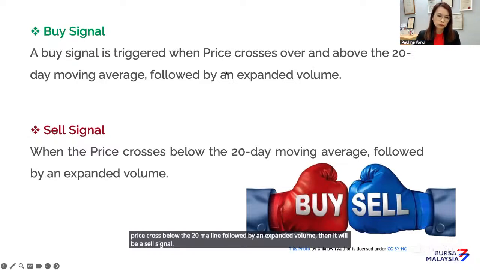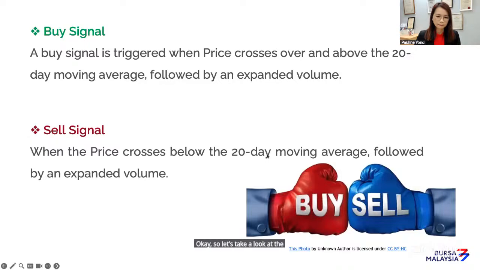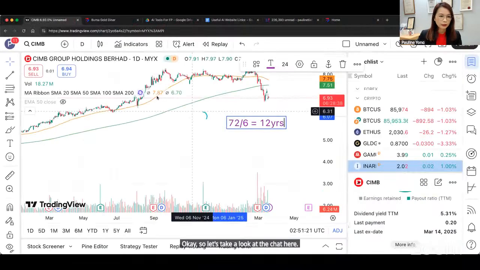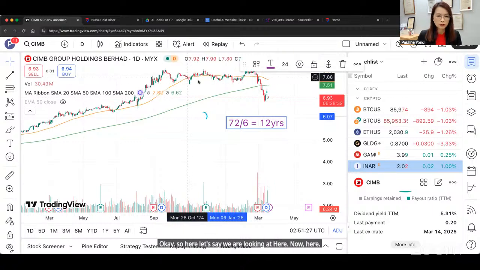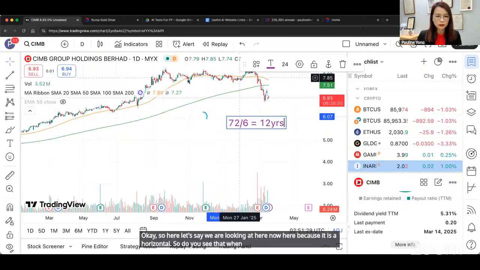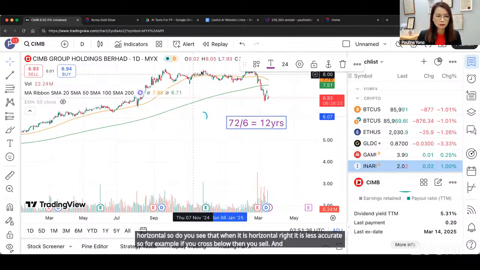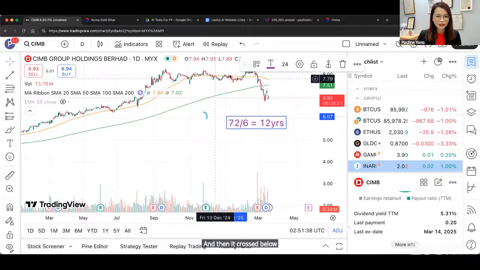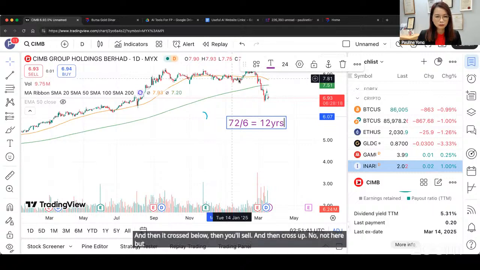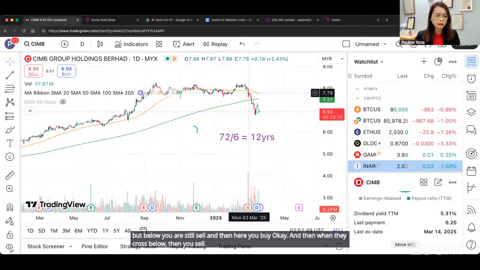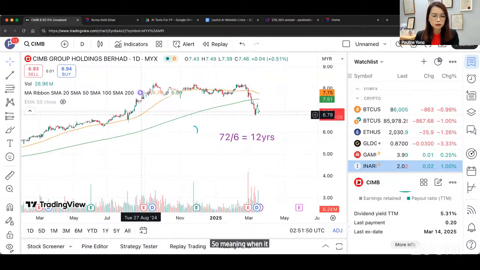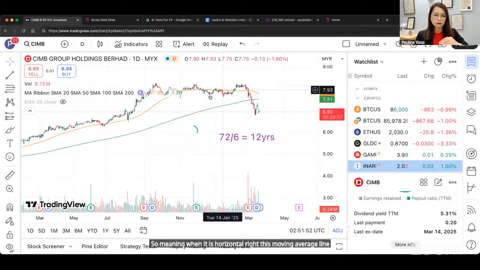Okay, so let's take a look at the chart here. Because it is horizontal, do you see that when it is horizontal, it is less accurate? For example, it crossed below, then you sell. And then it crossed up again, then you buy. And then it crossed below, then you sell. And then cross up, no, not here, but below you are still sell. And then here you buy. And then when it crosses below, then you sell. So when this moving average line is horizontal, there are a lot of false signals.